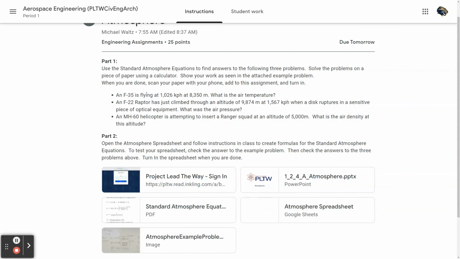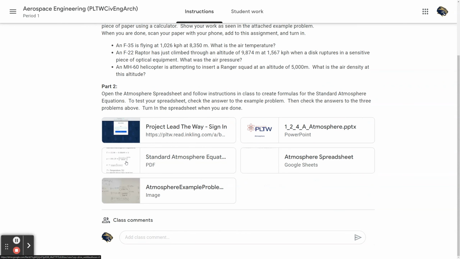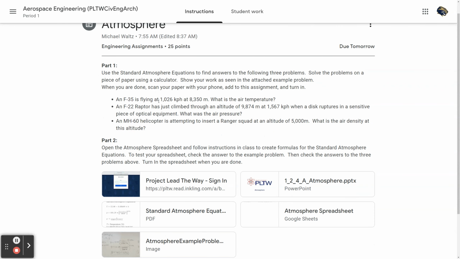All right. There are three scenarios: an F-35 at 1,026 kilometers per hour at 8,350 meters. They want to know the air temperature. An F-22 Raptor at 9,874 meters and 1,567 kilometers per hour has a failure in an optical piece of equipment, and they want to know the air pressure.